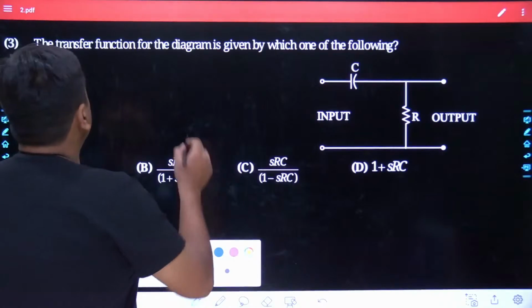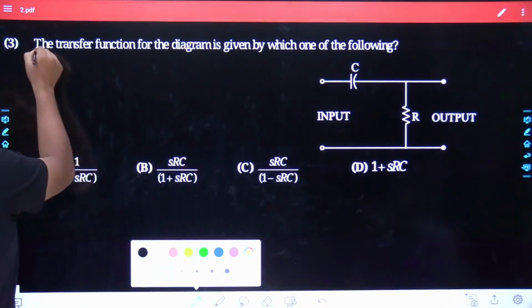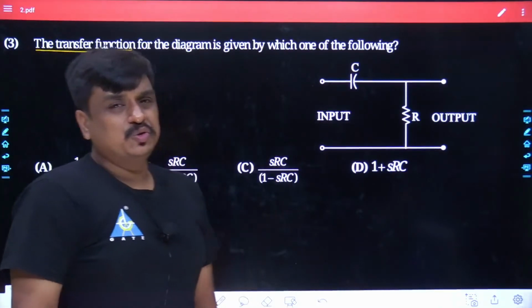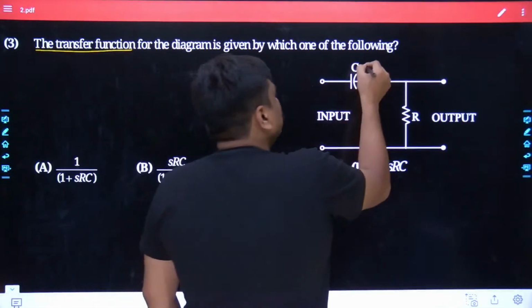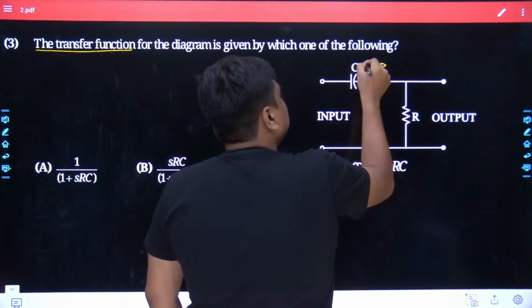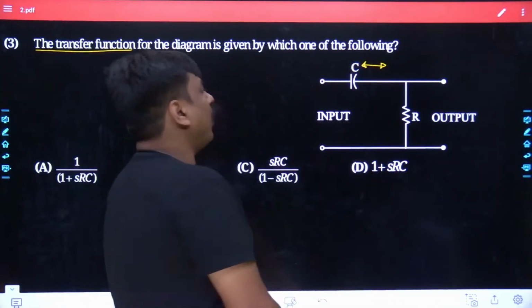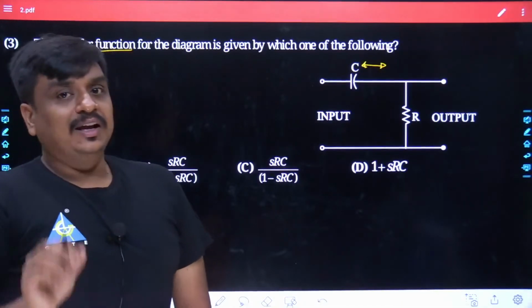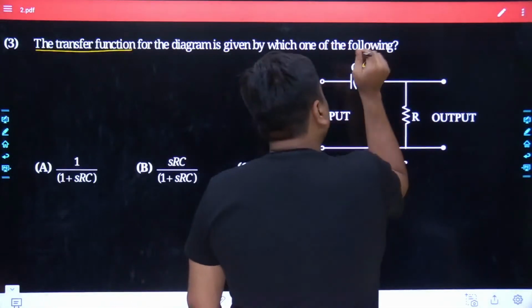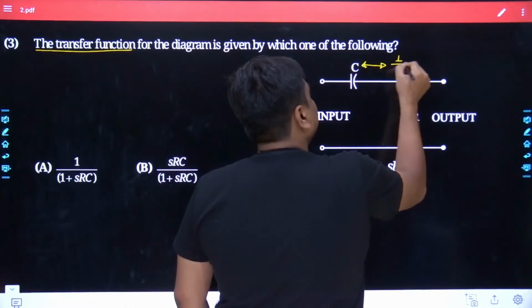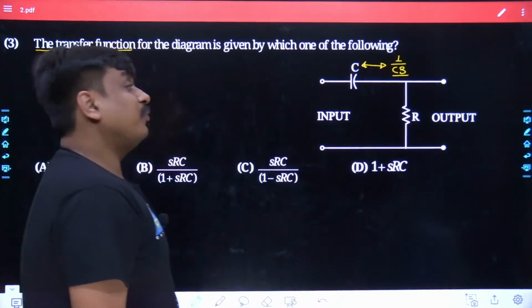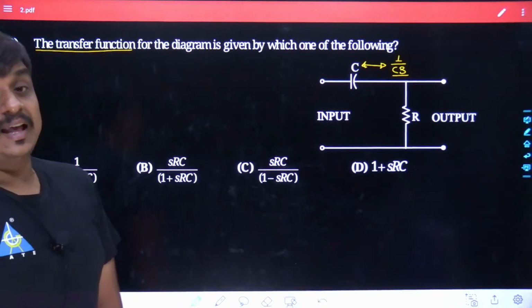One of the catchy words associated with this problem is the transfer function. Whenever the transfer function approach is taken, I drop all of the initial conditions. That means the initial voltage acquired by the capacitor or the initial current acquired by the inductor. In that case, the impedance offered by the capacitance can simply be taken as 1 upon Cs, and similarly the impedance offered by the inductor can be simply taken as Ls.